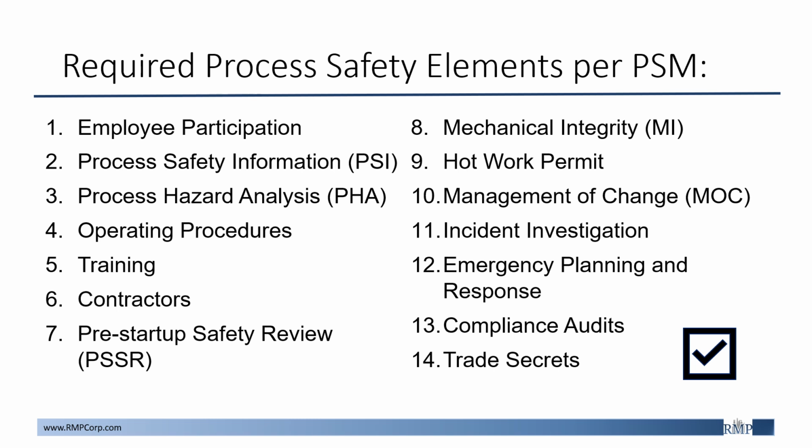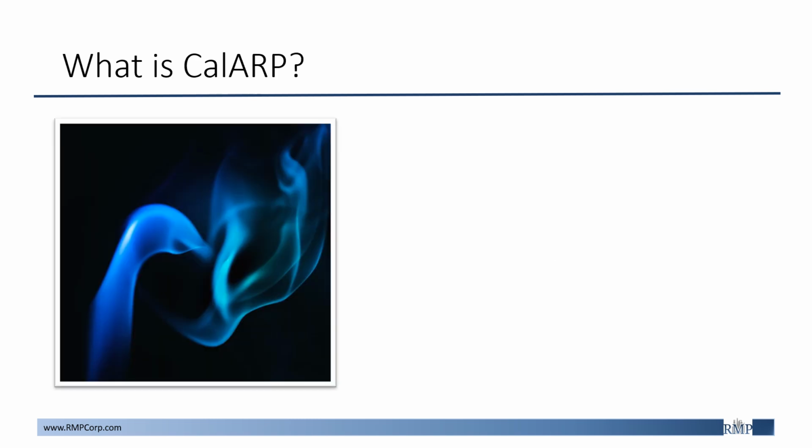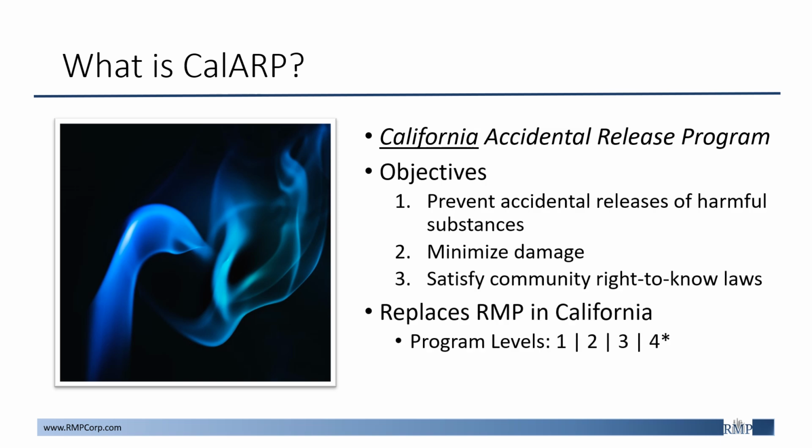Aside from the EPA RMP and OSHA PSM, there is one that is essentially RMP for California, which is known as CalARP. In California, RMP is replaced with CalARP, which are very similar and will essentially require most of the items found in RMP, but with minute differences. The main objectives of the CalARP are to: 1, prevent accidental releases of harmful substances; 2, minimize damage from the accident; and 3, satisfy community right to know laws.